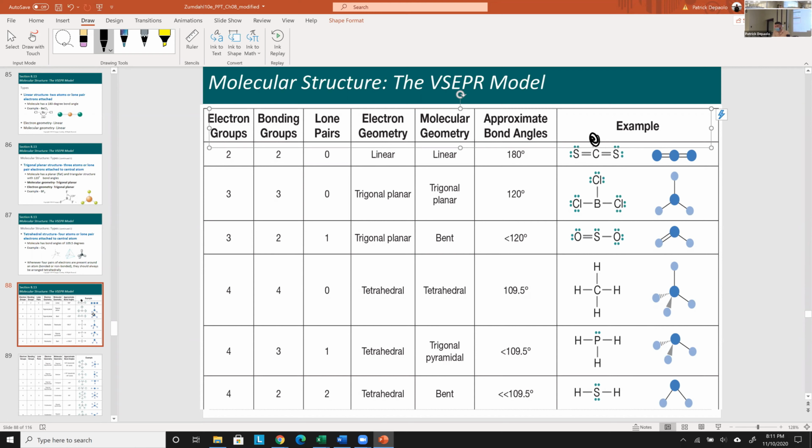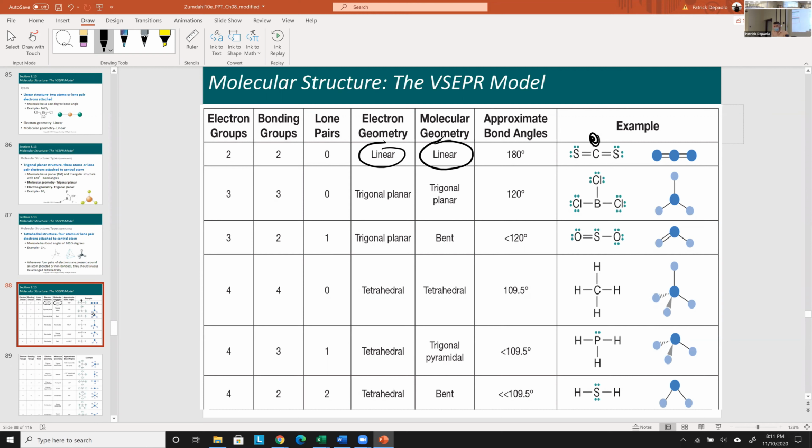So if we have just a central atom with 2 attachments, no lone pairs, this is called linear. The electron geometry is linear. The molecular geometry is linear, because it's in that shape and there are no other electron pairs to push them down or to give it any other name.